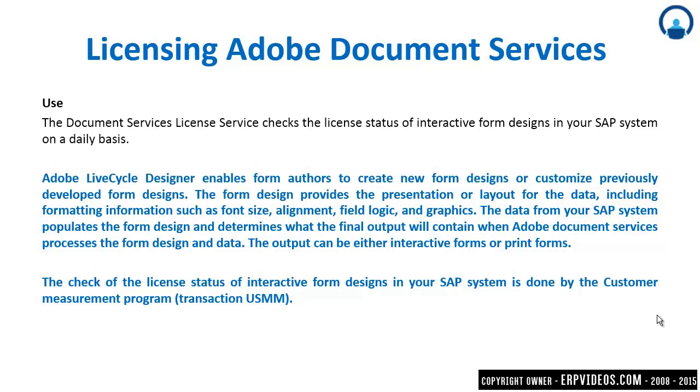To check the license status of the interactive form designs in the SAP system, which is done by the customer measurement program, we will have to install the licenses so that it will not encounter any error when we design that particular Adobe document. For checking the license status, we'll use the transaction code USMM under the SAP system, and then the license status of that particular Adobe document will be provided on that screen.